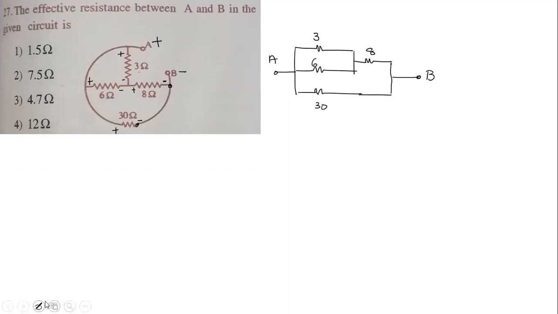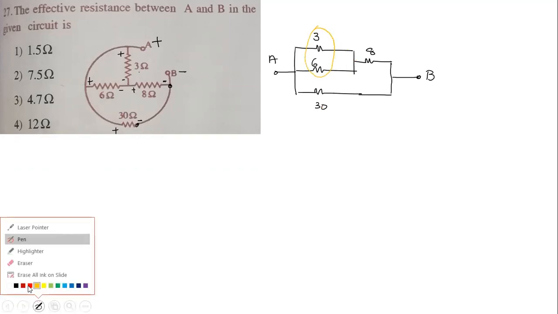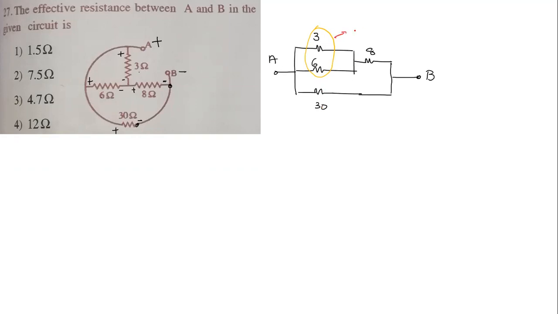Now look at what combinations are there here. This 3 and 6, what combination? Parallel combination. So this will become 3 into 6 by 3 plus 6. Correct, it is 3 into 6 by 9. So I'm going to cancel by 3 times, you get 2. Now I'm going to replace this by 2.